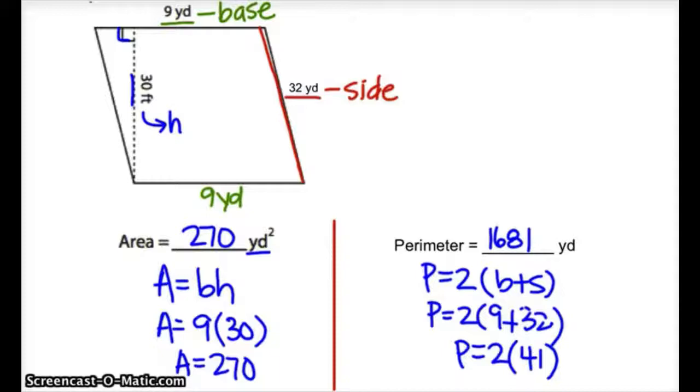And 2 times 41 is going to give me a perimeter of 1,681 yards. So, to get all the way, that is not right. 41 times 2, how about that, is 82 yards. So to get all the way around my shape, I would have to have 82 yards to go all the way around my shape.